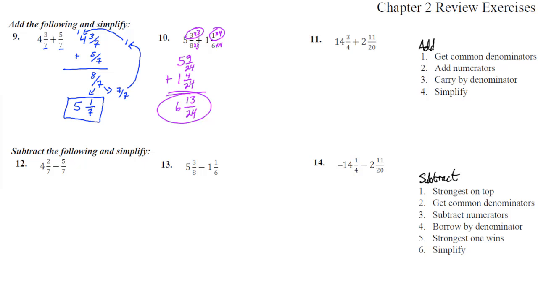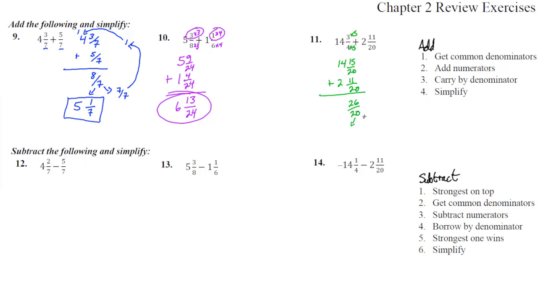So great. Next one, number 11. Let me see. Looks like 20 is our denominator. So we just need to times this guy by 5 and times that guy by 5. So we get 14 15/20 plus 2 11/20. And when we add those two together, 15 plus 11, that's 26/20.